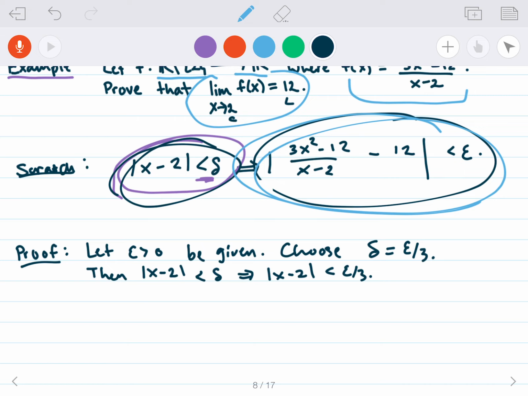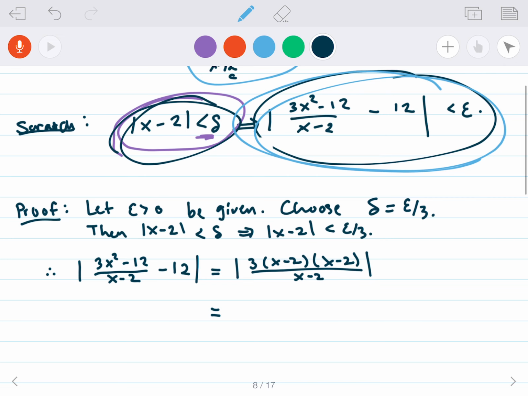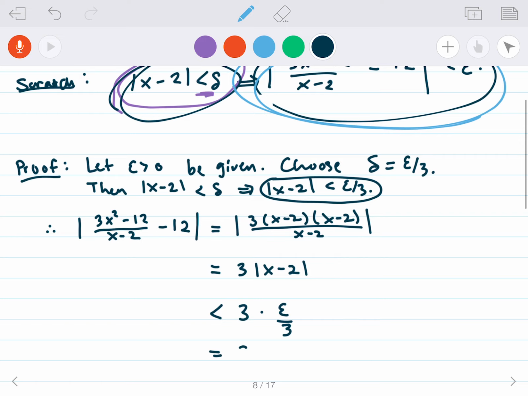Okay? Thus, absolute 3x squared minus 12 over x minus 2, minus 12, that's going to equal, by our scratch work, absolute 3 times (x minus 2), over x minus 2. Okay, canceling the x minus 2's, I get 3 on the outside, absolute x minus 2. And we said this was less than epsilon over 3, so that means this is going to be less than 3 times epsilon over 3, which equals epsilon.